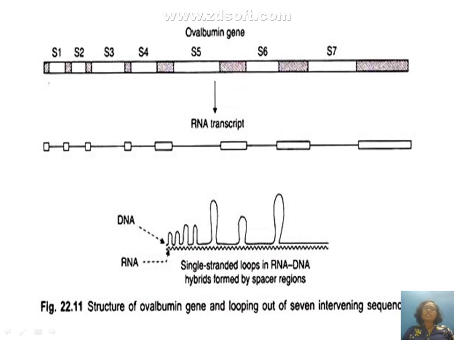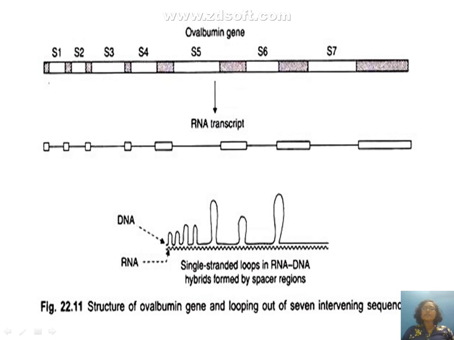Okay, so now we'll explain the ovalbumin gene. As I have said, there are 7 intervening sequences. So this is your coding region, then S1 is an intron or intervening sequence, S2 is another intron, S3, S4, S5, S6, S7. After formation of an RNA transcript, usually messenger RNA, you get a heterogeneous RNA. Then this heterogeneous RNA is looped out.